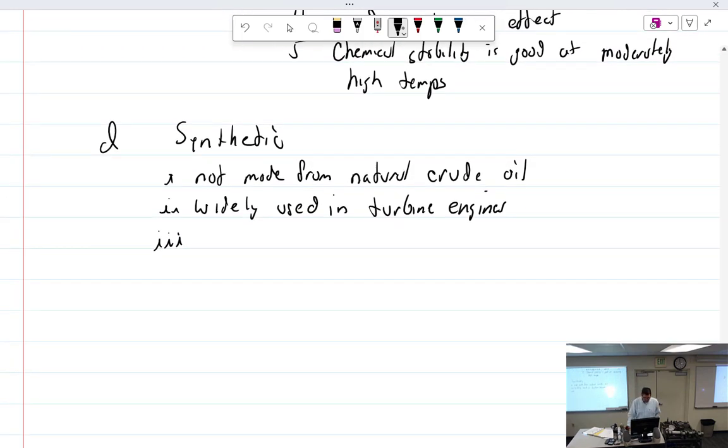So, widely used in turbine engines, does not evaporate or break down easily. I wasn't really aware that any of the oil evaporated. Does not evaporate or break down easily.